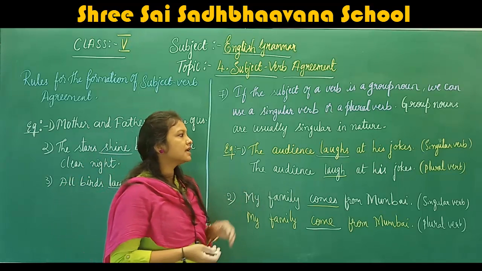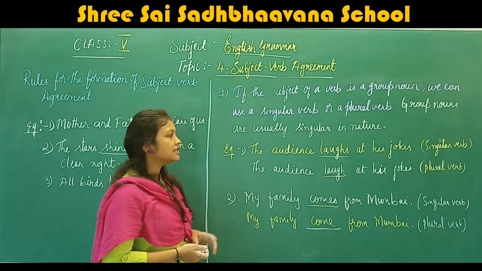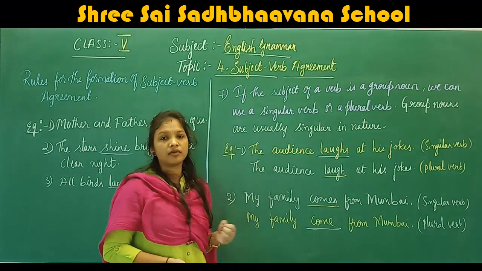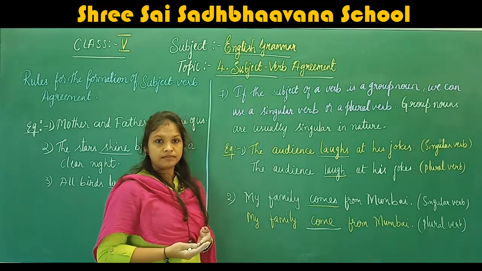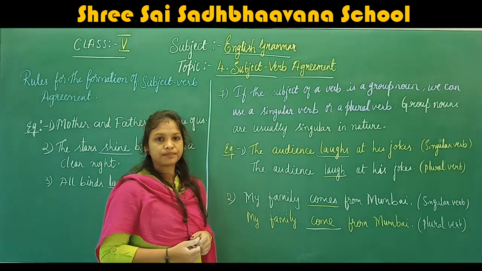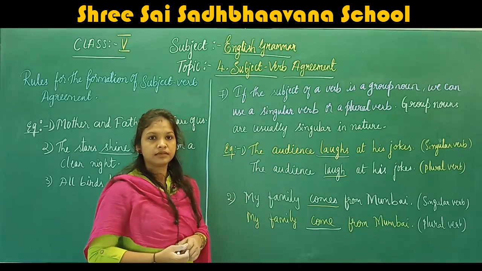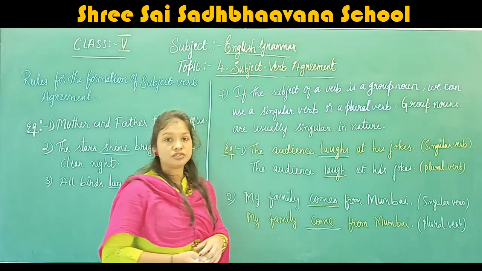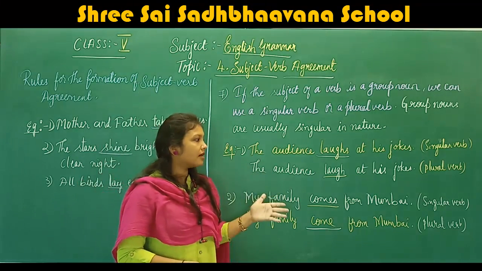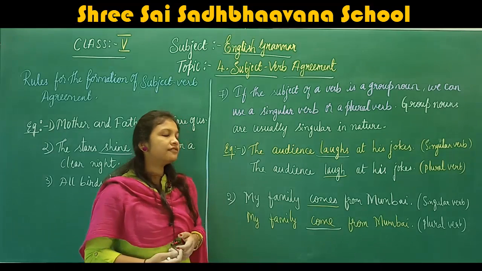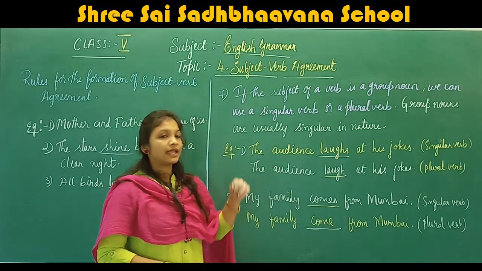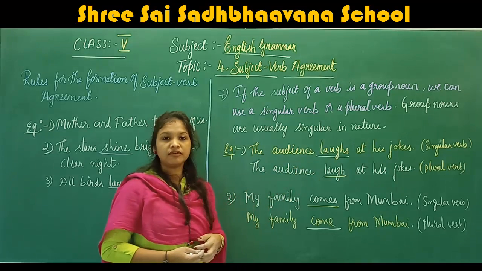See for example, the audience laughs at his jokes. Here, children, the word audience is a group noun. A group of people looking at an event is known as audience. So here laughs is a singular verb. Next, the audience laugh at his jokes. Here laugh is a plural verb. Did you understand, children? The group nouns can take either a singular verb or a plural verb.